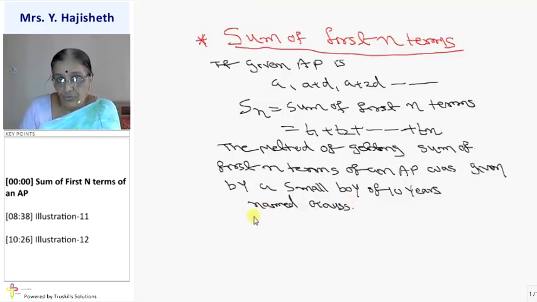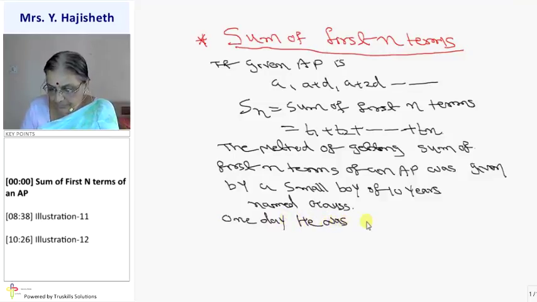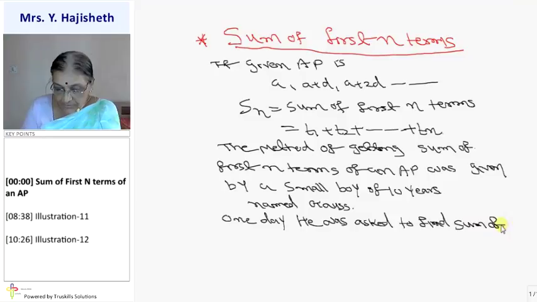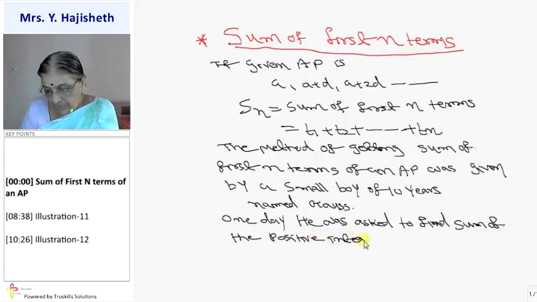You know, how can I say that he has given all the technique of getting Sn, the formula for Sn? See, one day he was asked to find out the sum of first positive integers, from 1 to 100.